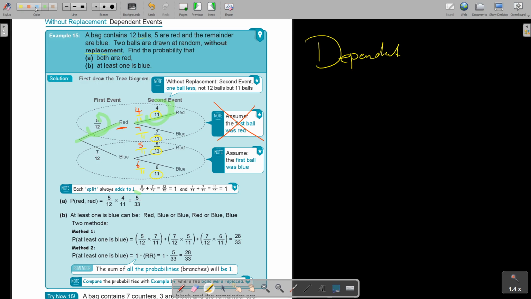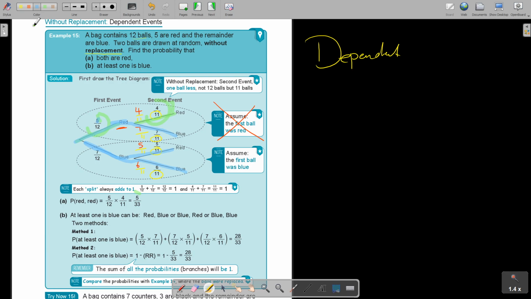Let's take blue. Okay, there's a blue. Do you see? This one is blue, and this one, at least 1. All that is blue. So you can say 5 over 12 multiply 7 over 11 plus 7 over 12 multiply 5 over 11 plus 7 over 12 multiply 6 over 11. You can do that. Or you can do the short way.